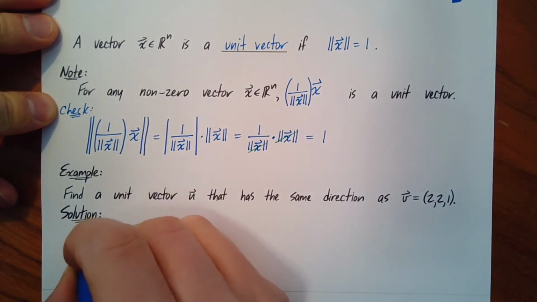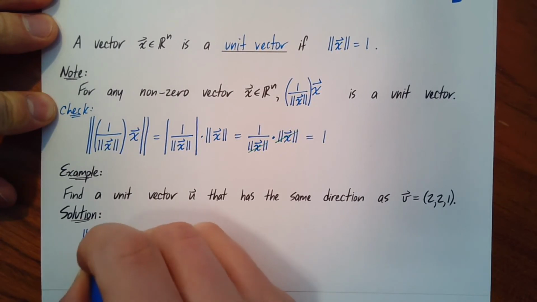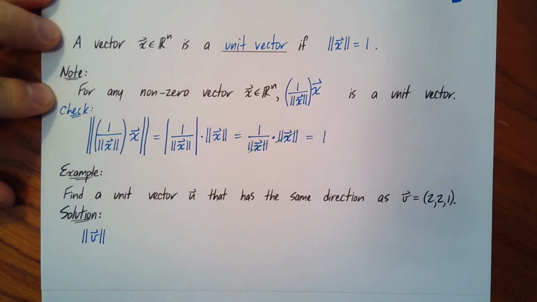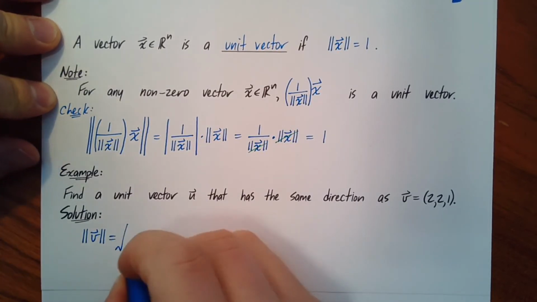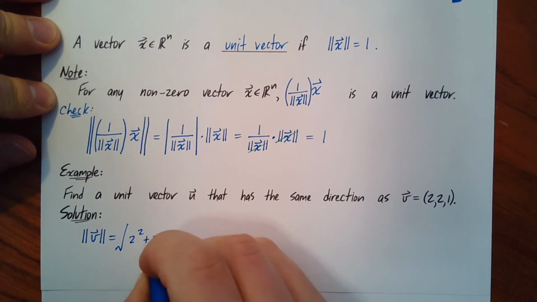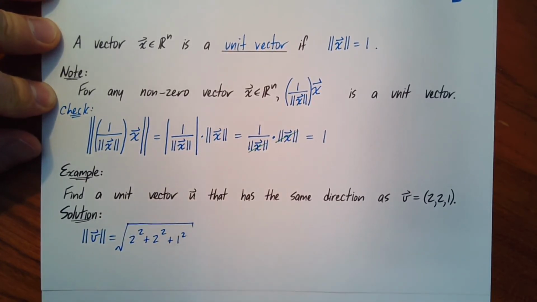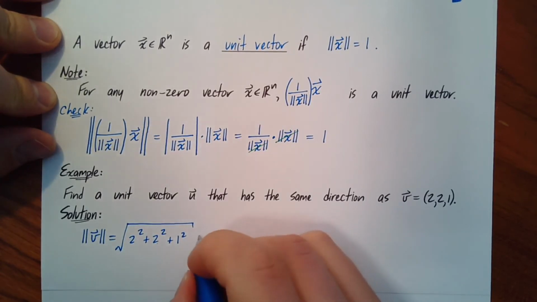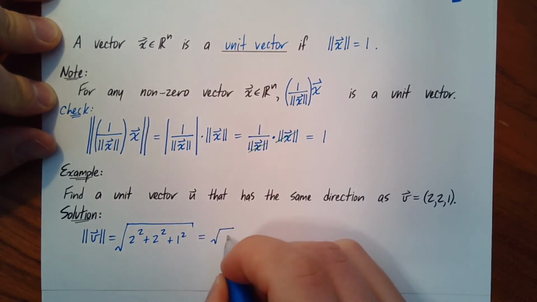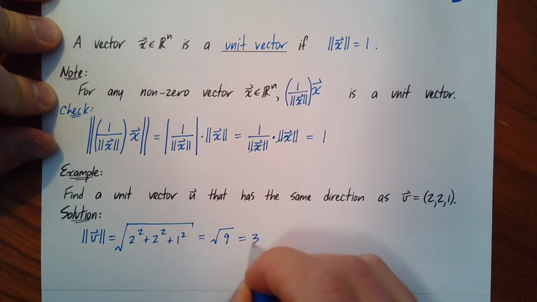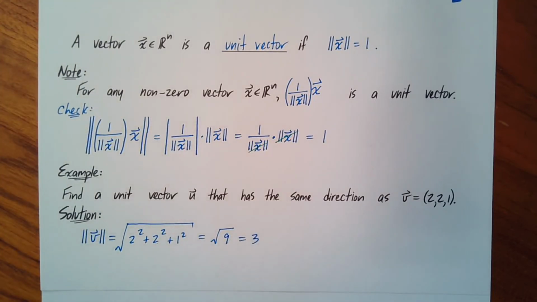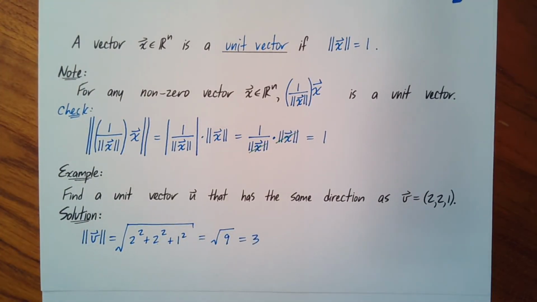So we can first calculate the norm of the vector v just in a normal way, right? We've got 3 coordinates, 2, 2, and 1. So we're going to take the square root of 2 squared plus 2 squared plus 1 squared. So what does that give you? 4 plus 4 plus 1, that's going to give you 9. So you get the square root of 9, which is equal to 3. Okay, so this vector has a length 3.